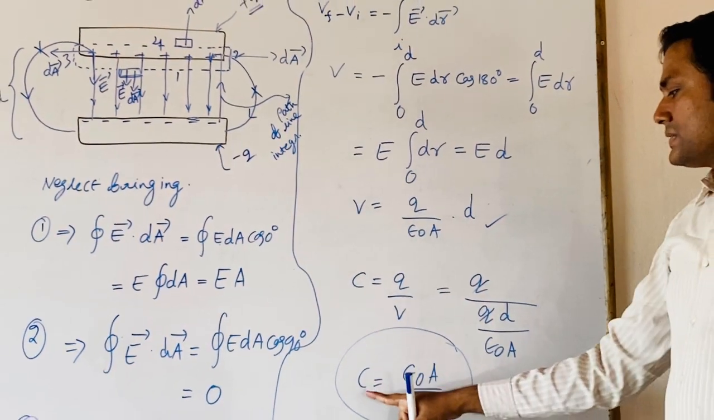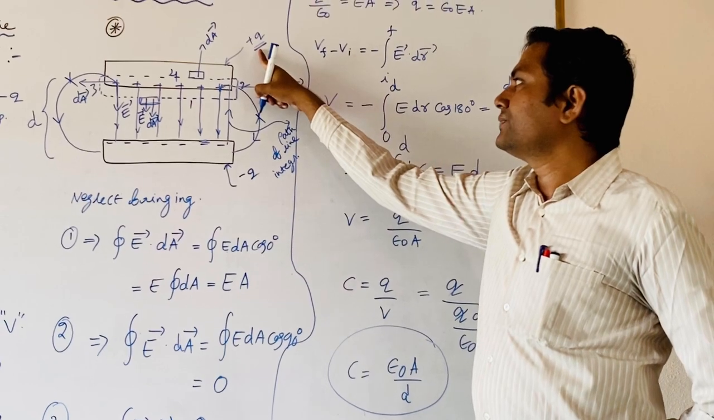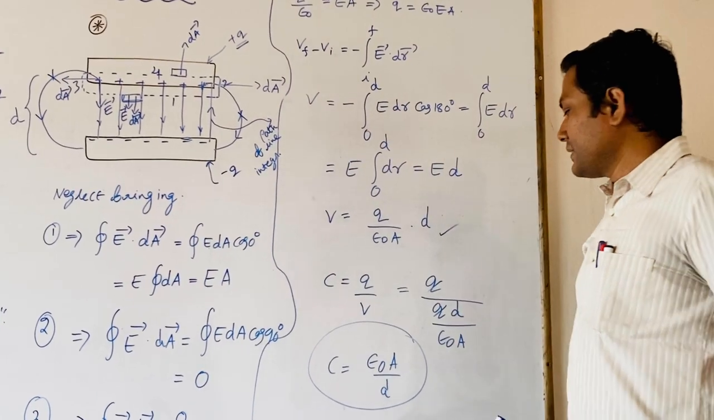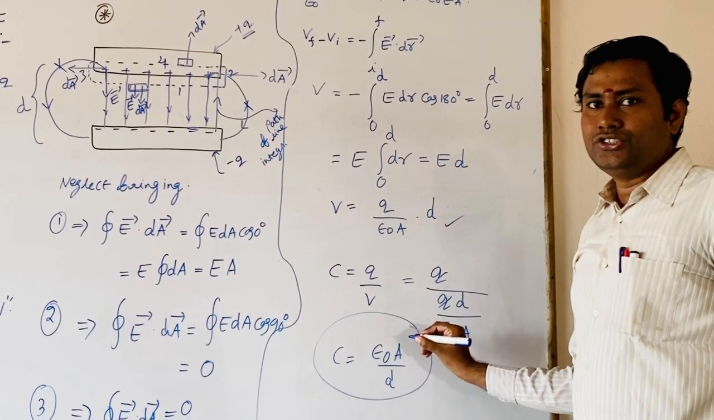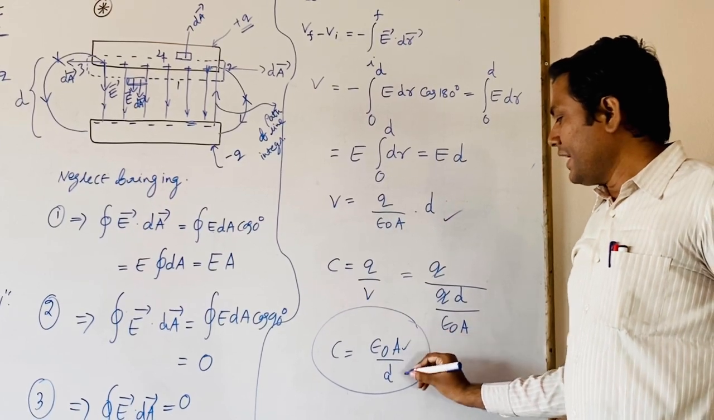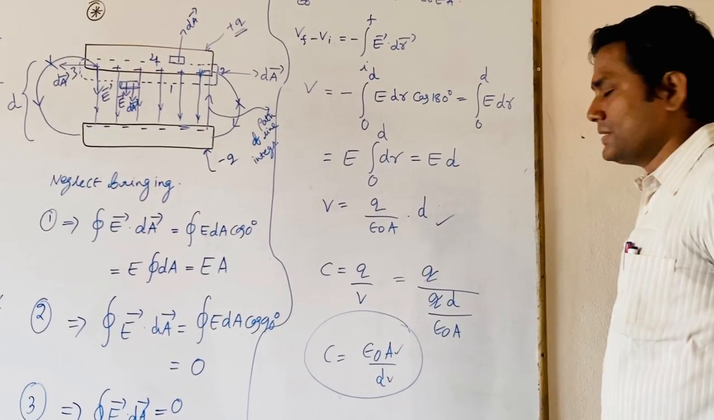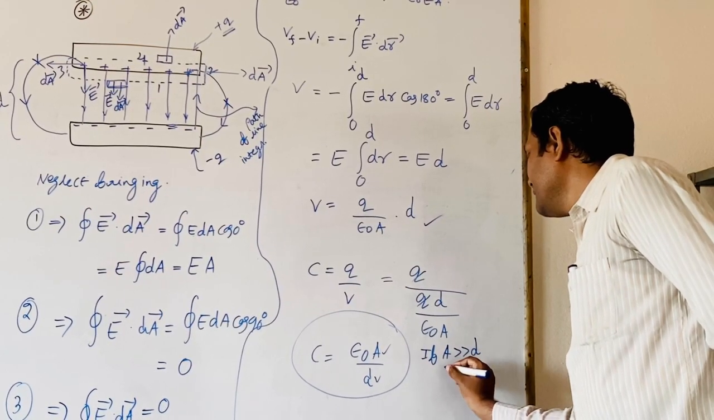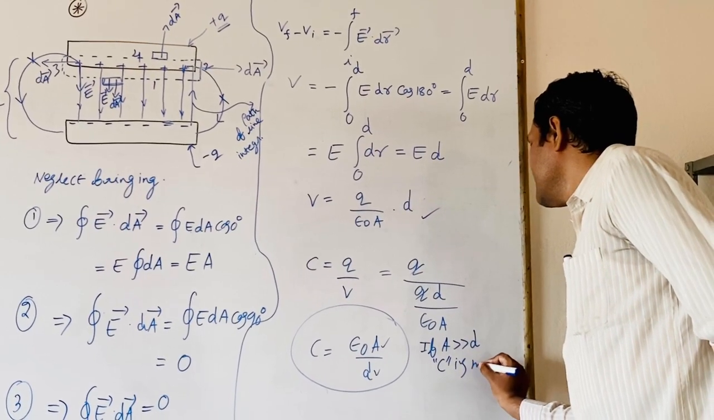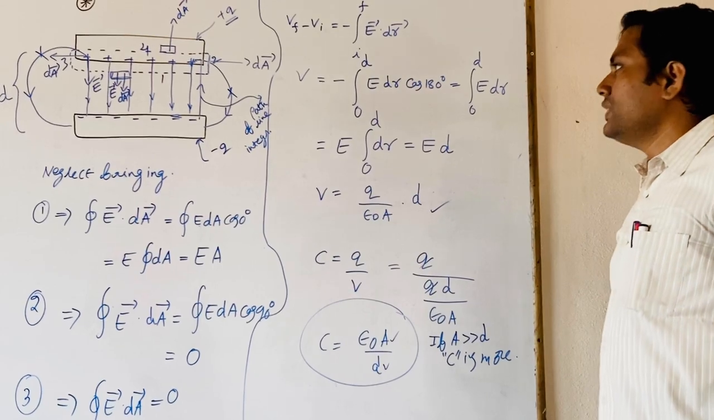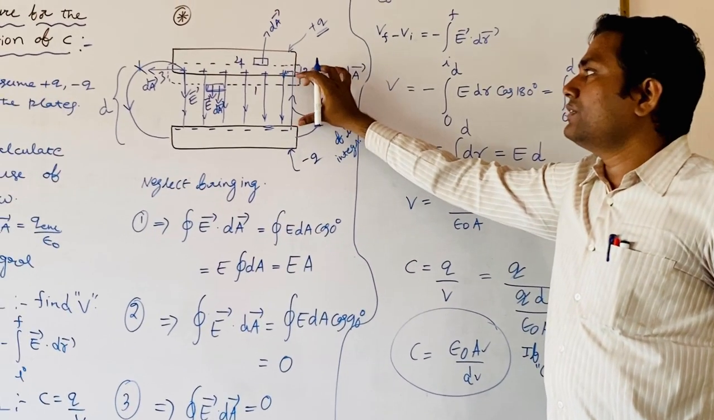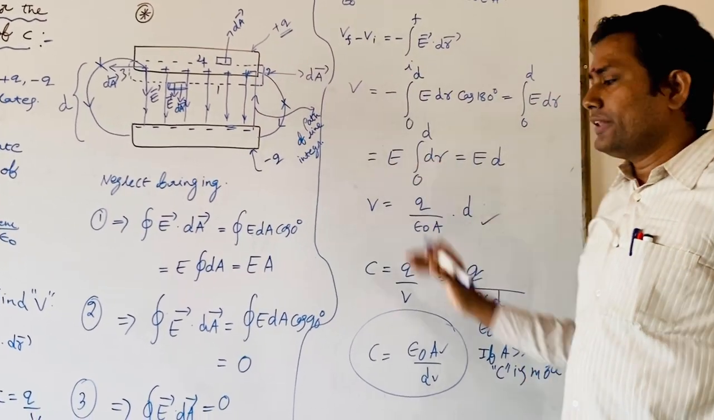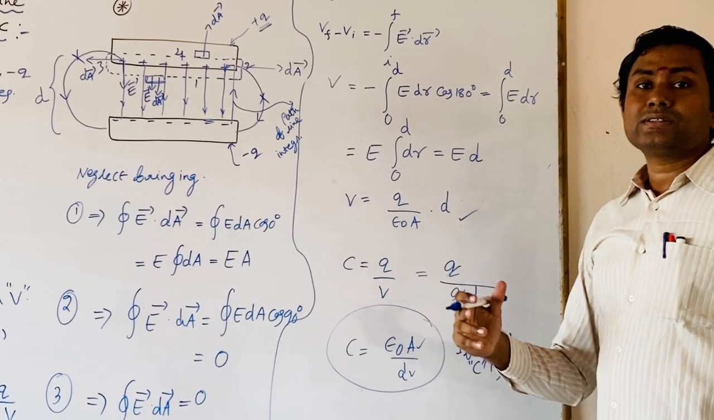Clearly you are seeing this capacitance is independent of the charge. This capacitance is independent of the potential that we are seeing as V. This capacitance just depends upon the geometry, that is the area of the plate as well as the distance between the two plates. Suppose I am maintaining A greater than D, at that time C is more. It means the more you minimize the distance between the two plates, and the more you increase the area of each plate, the more the capacitance increases.